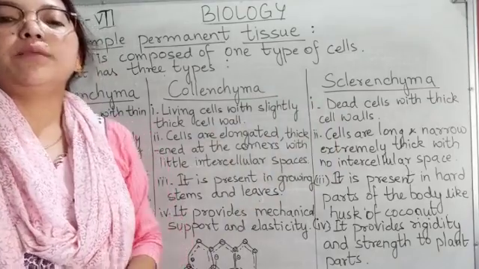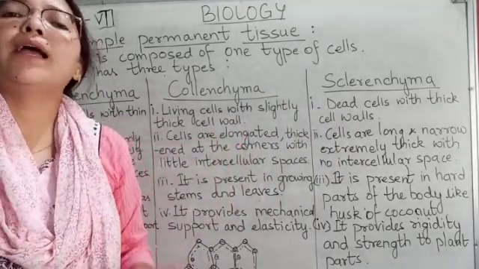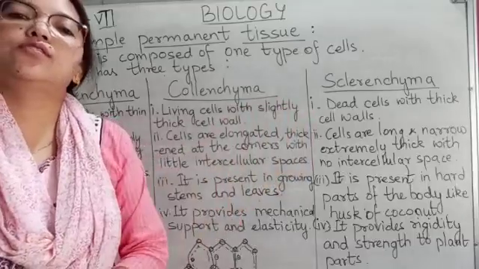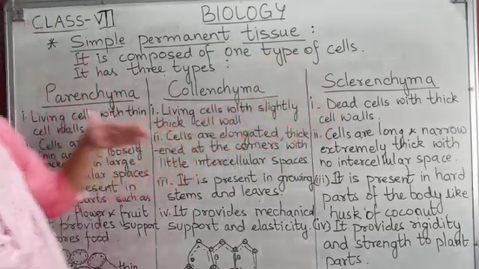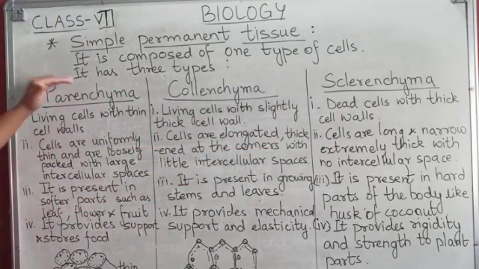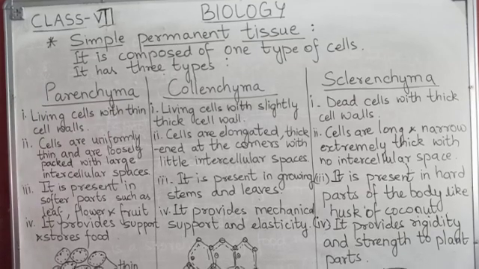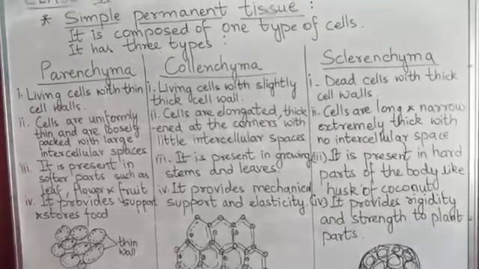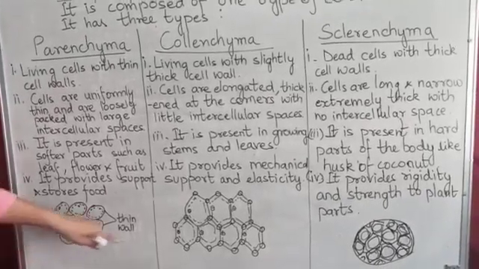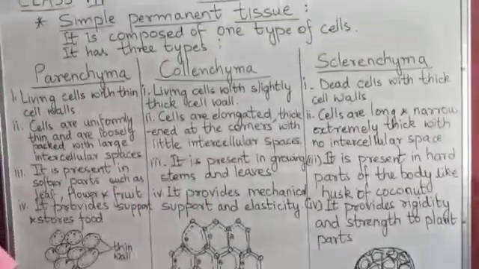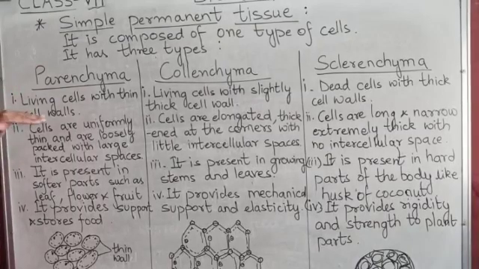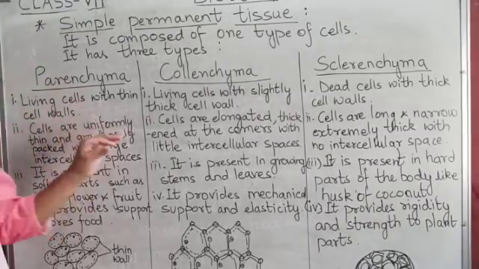Now we are going to study these three types of tissues by comparing them. So see the differences between parenchyma, collenchyma, sclerenchyma. The first difference is that parenchyma are living cells with thin cell walls. Here is the structure of parenchyma cells, this is the structure of collenchyma, and that one is of sclerenchyma.